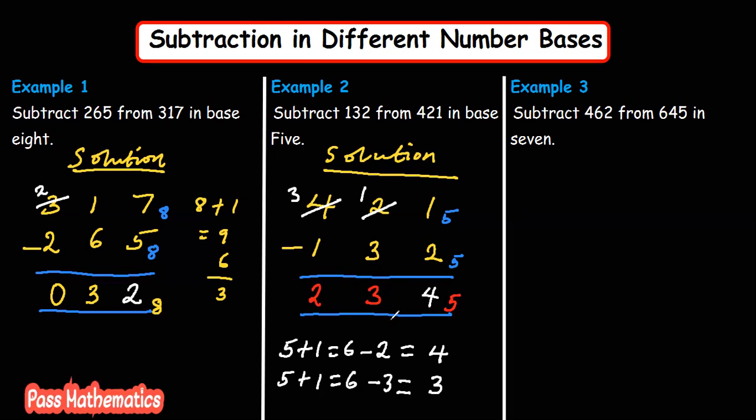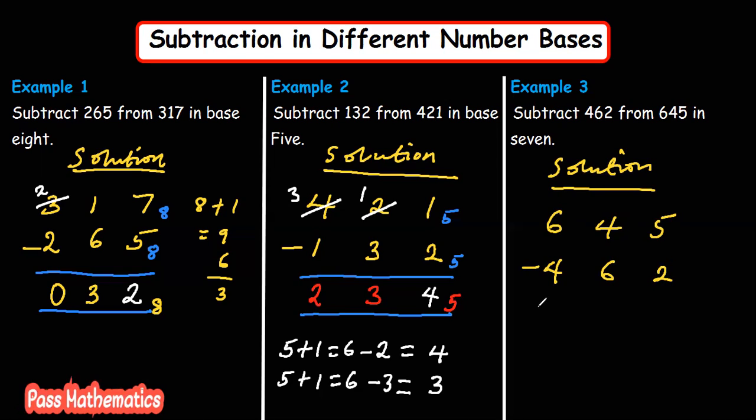You can see. Alright, let's go to the next one and do it. So we have to subtract 462 from 645, yes, in base 7. So we have 645 minus 462. You can try this by yourself. Try this by yourself and see if you are going to get the answer. You can pause the video and try this by yourself.